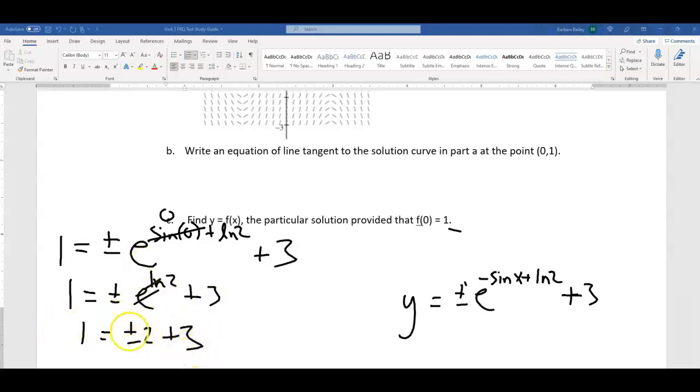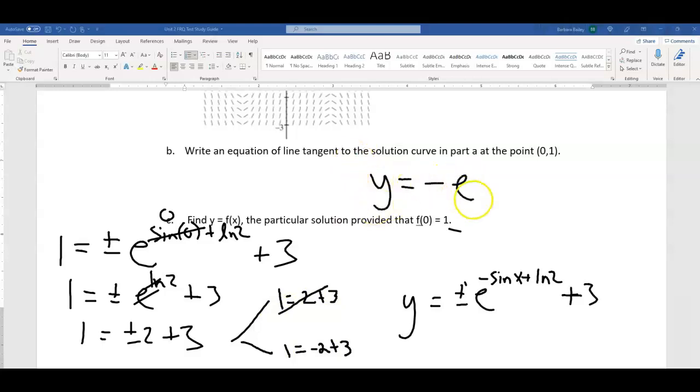And in this case, what's going to work? Is it going to be 1 equals a positive 2 plus 3? Or is it going to be 1 equals a negative 2 plus 3? Well, this is false, right? And so it's going to be the one with the negative in it. And so our final answer will be y equals the negative e, like so.